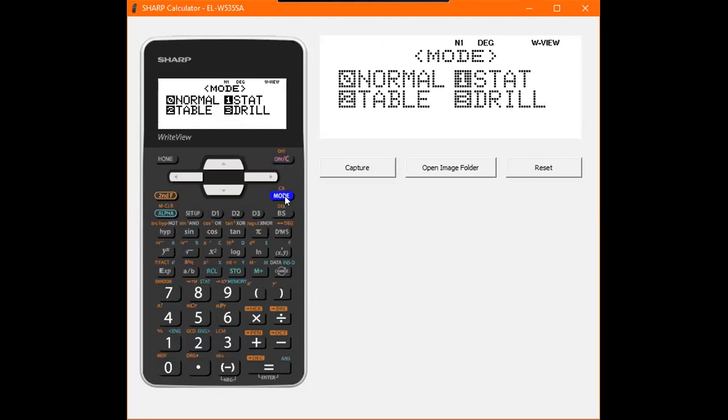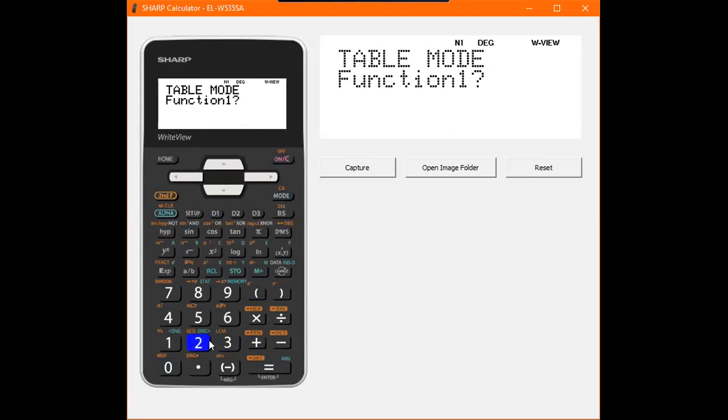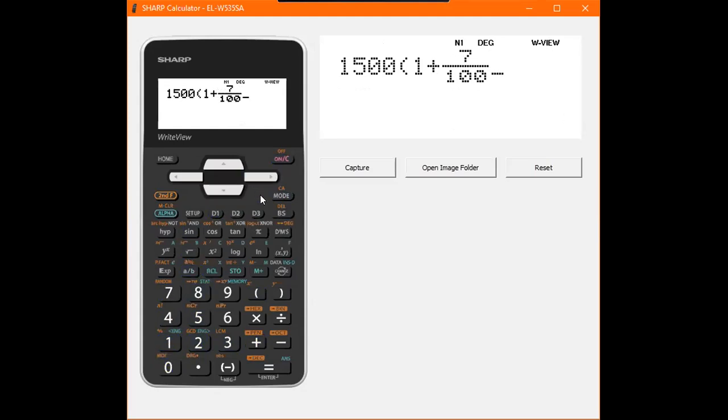Now we can do it using table mode. So we'll have, in the first one, we have 1,500 Rand. The problem with this is that you have to use the formula, right? So I'm going to say 7% over 100. You can use the percentage as well. And this is my simple interest formula. Close my brackets, say equals.